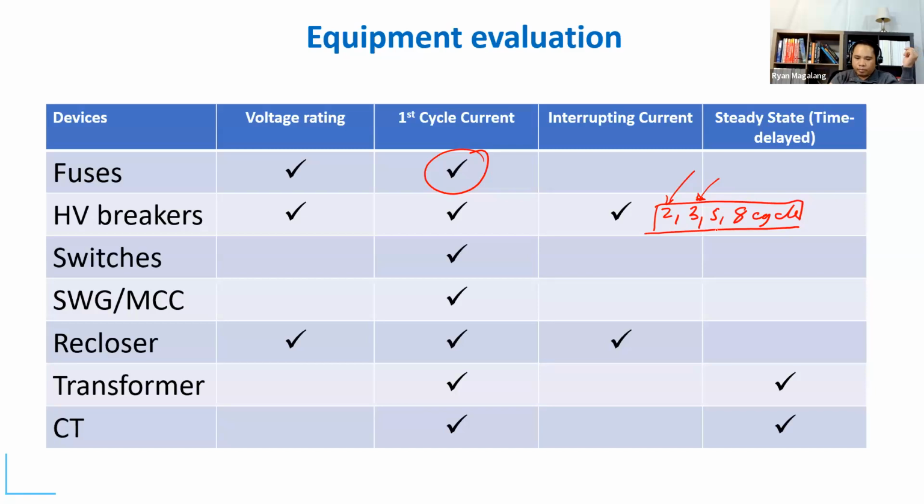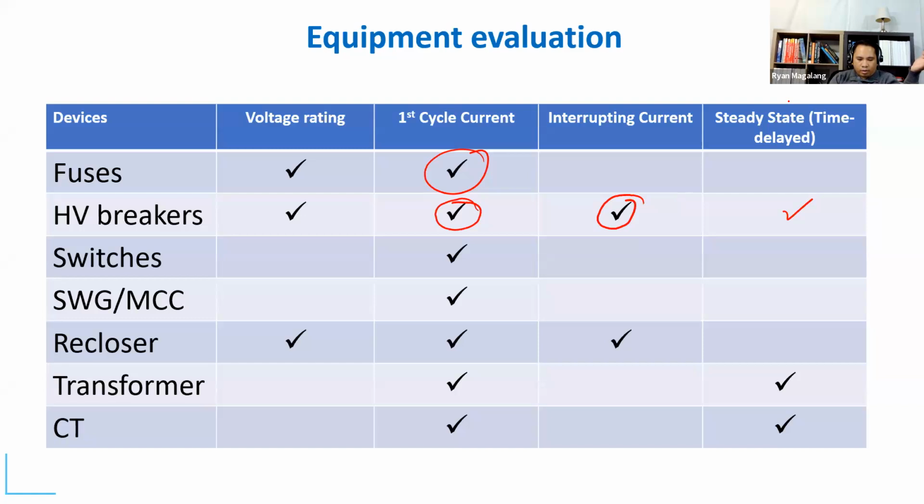So that's why we're saying here that for breakers, you may want to measure it against the first cycle region and the interrupting region because there is some variation with breakers. But obviously, if your breaker has passed your first cycle and interrupting, then it passes your steady state time delayed, because this is lower, obviously.